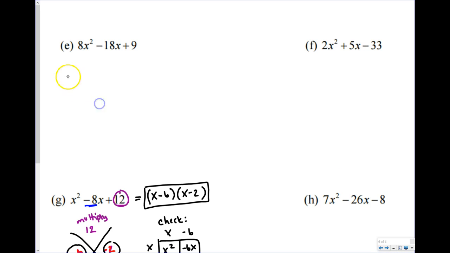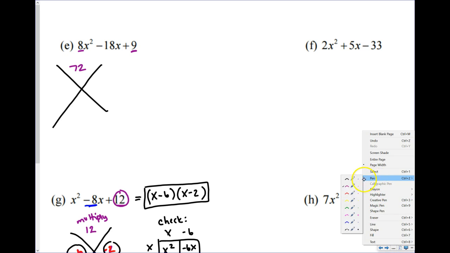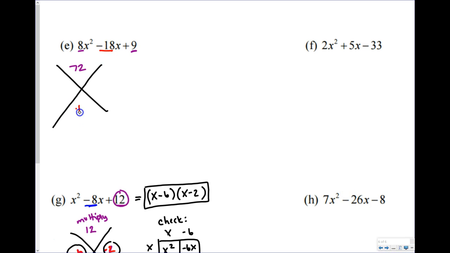So I'm going to draw my x for this one. The first thing I'm going to do is multiply my last number with my first number to get a 72. It's a big number. Then I'm going to put my middle number on the bottom, minus 18, and I'm asking myself, what two numbers multiply to 72 but add up to 18? So I'm going to think of factors of 72. So 1 times 72, 2 times 36, 3 times 21, I believe. I think, hold on.